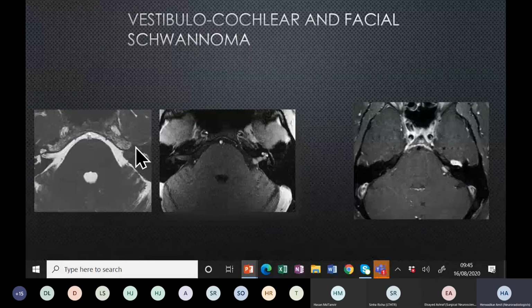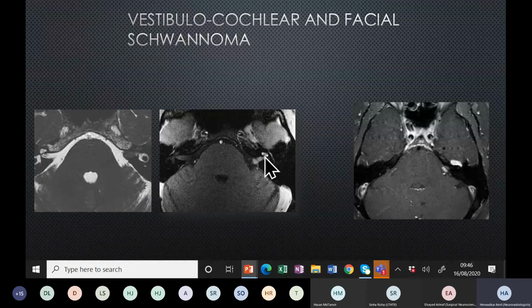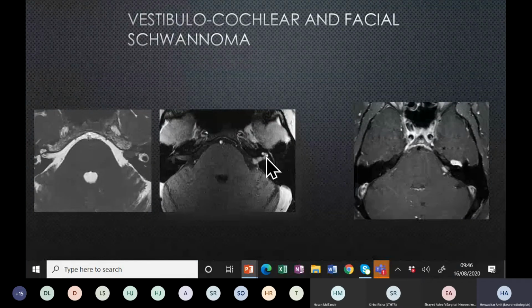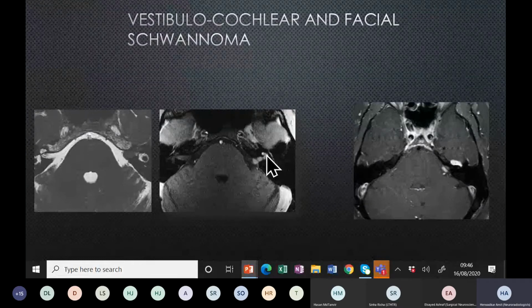Here you have lost the signal within the cochlea. You have got the signal within the vestibule and the horizontal semicircular canal, but you have lost the signal on the right side. You have got a normal signal, you have lost the signal, and on this post contrast sequence you can see that there is enhancement within the cochlea as well. The cochlea normally does not enhance, so this tumor certainly is involving the cochlea, suggesting that it is probably either cochlear invasion by the tumor or a cochlear schwannoma itself.